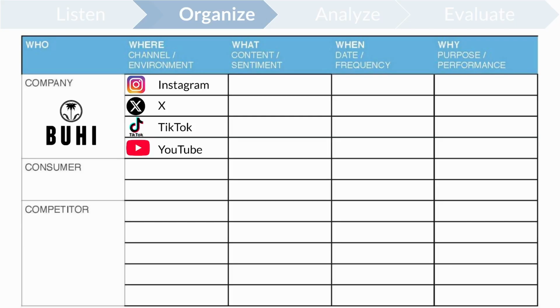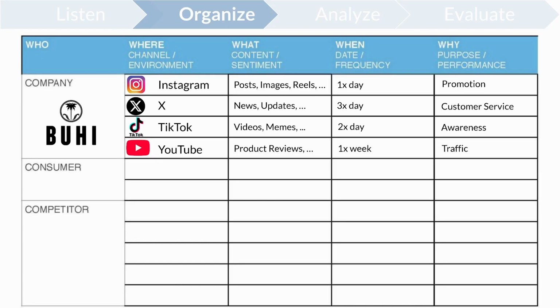We post on these social media platforms. What are we posting on each platform? Are we using Instagram only to post reels? Are we using X only to do some updates, news, customer service? What are we using TikTok for, YouTube, and so on? You gotta be detailed. When, or how many times, frequency, you can do both. Are we posting on each platform? It's important to keep track of that on average.